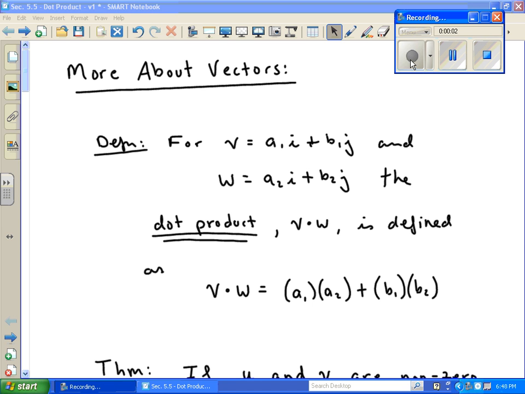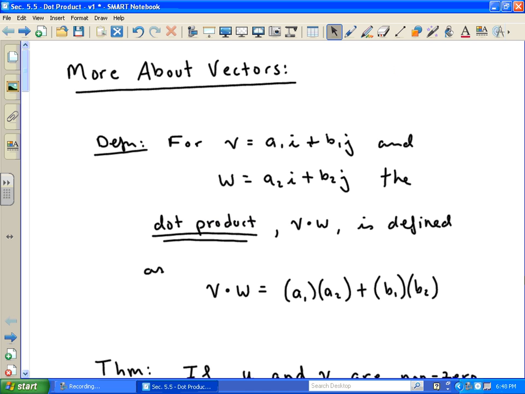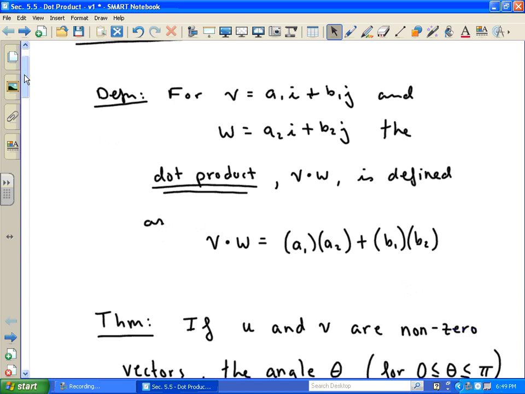I'd like to talk about some more definitions for vectors. First of all, for vector v in the given form and vector w in the given form, the dot product v dot w is defined as the product of the two horizontal components plus the product of the two vertical components. Be careful, dot product does not mean you're multiplying as we would in algebra. In other words, you don't FOIL the two vectors. So do be careful about that.